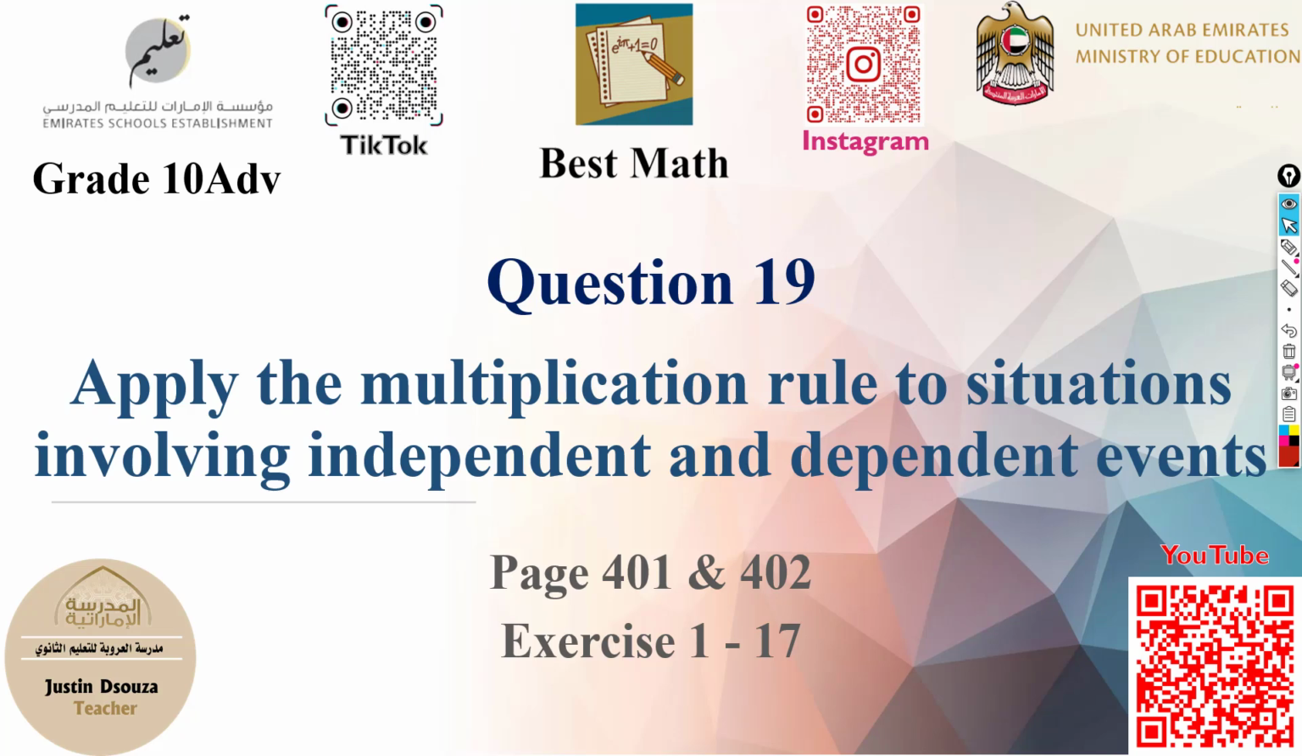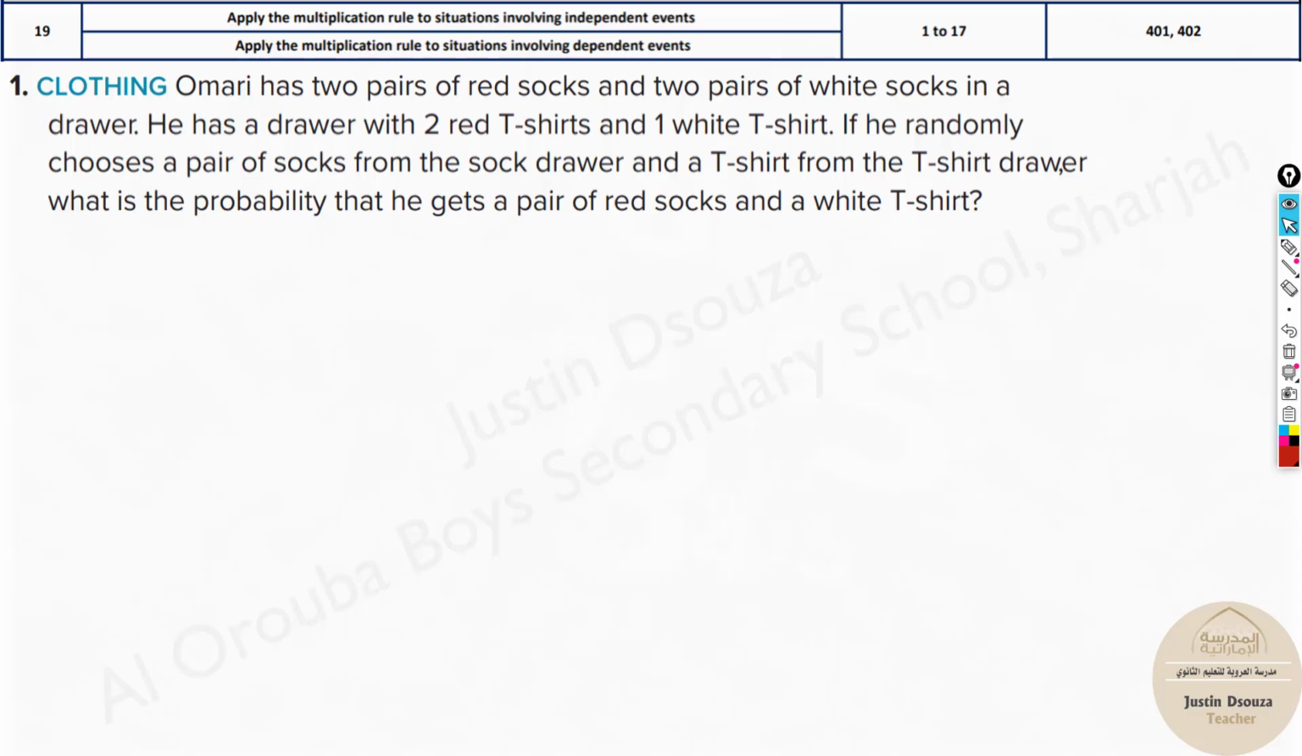Now, question 19 is about probability. It's mainly about independent and dependent events. Let's look into this problem.